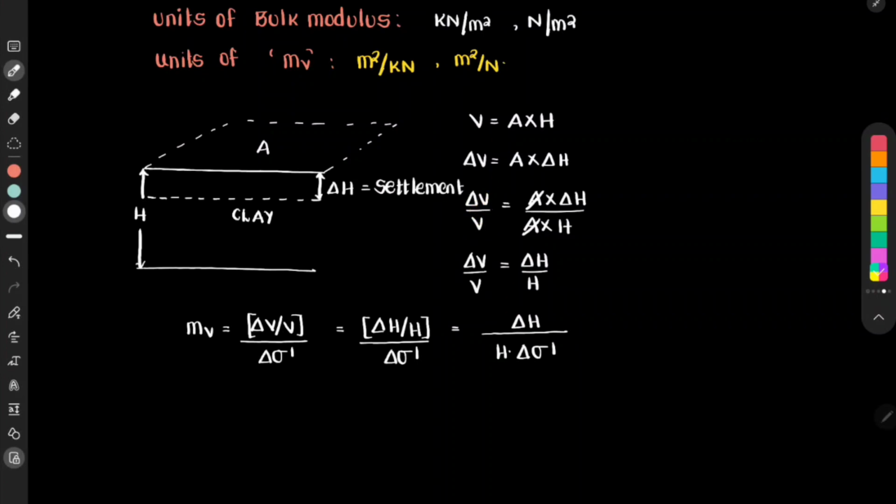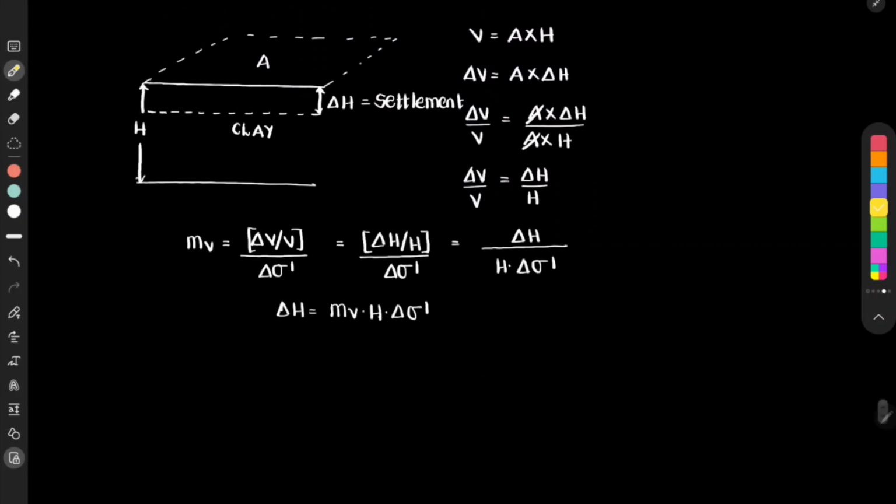Delta H is nothing but the settlement. So from this, delta H is equal to mv times H times delta sigma dash. By using the coefficient of volumetric compressibility, the primary consolidation settlement can be computed as mv times H times delta sigma dash. Delta sigma dash is nothing but the increase in the vertical stress at the center of the clay layer, that is nothing but Q.